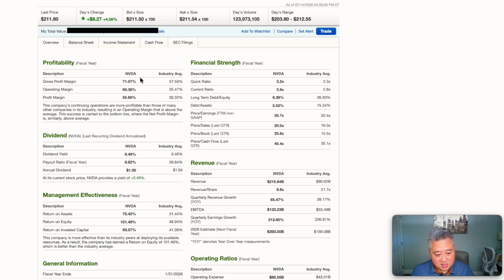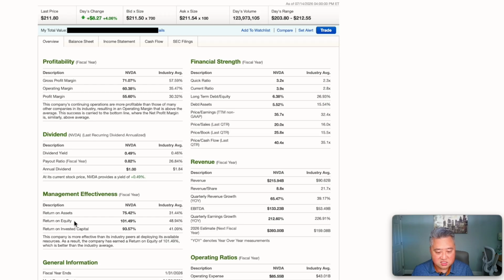Next, we look at ROE, right? Return on equity, and how effectively Nvidia is able to deploy its available resources and get a return on that investment. So the industry average is 48.94%, and they're doing much better than the industry average at 101.49%. Meaning they're getting a lot of value, or a lot of return, on the internal capital that they're investing. So really good management effectiveness, a really good sign that Nvidia is deploying its capital well.